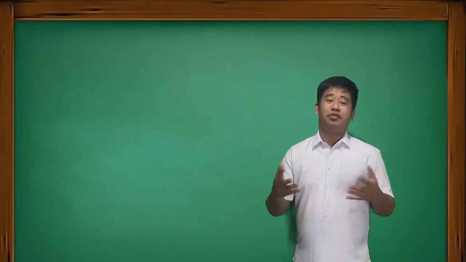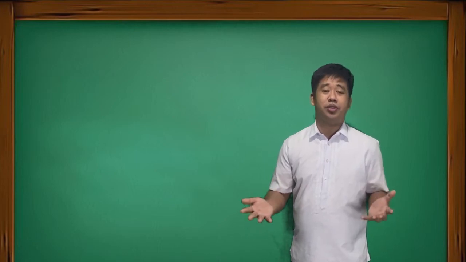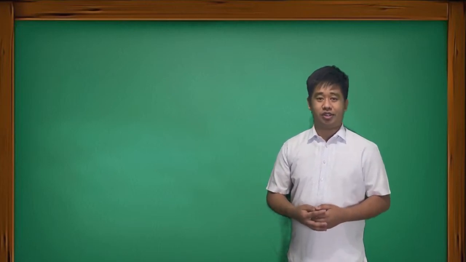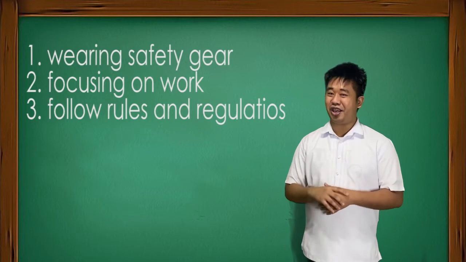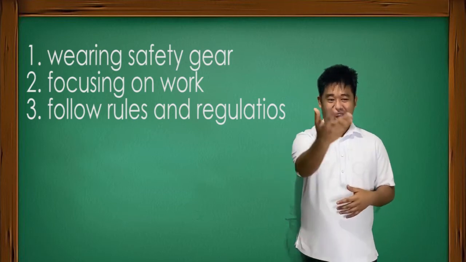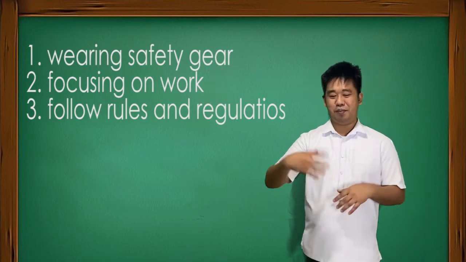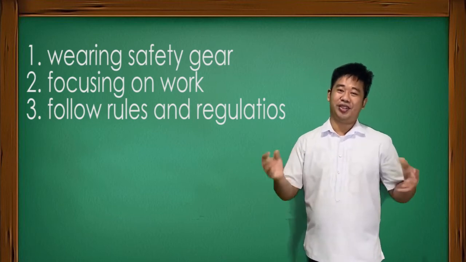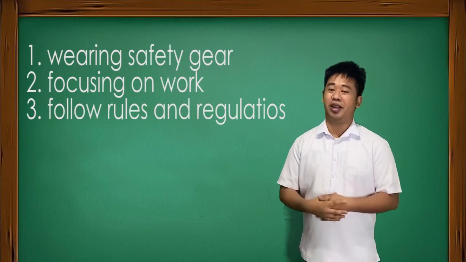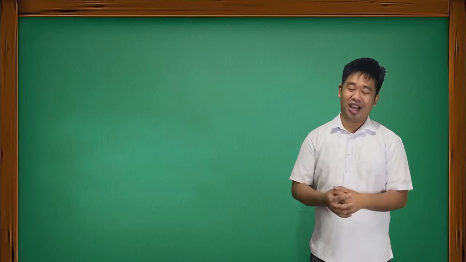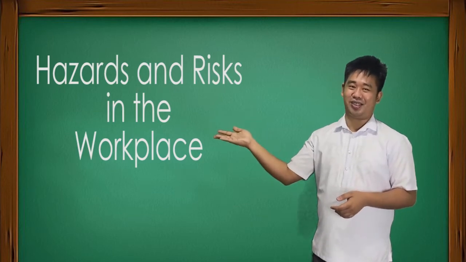And last question, if you were in the shoes of the workers, what will you do in order for you not to experience those kinds of injuries and accidents in the workplace or in the construction site? Yes, Vanessa. Very good. Wearing safety gear. Aside from that, yes, Joshua. Okay, very good. Focusing on work. What about Raven? Very good. You need to follow rules and regulations set by the professionals or set by the employers. Very good, class. With that, our discussion for today is all about hazard and risk in the workplace.